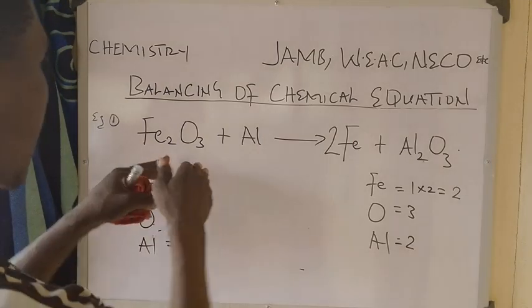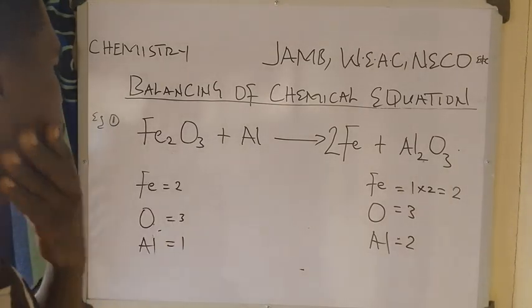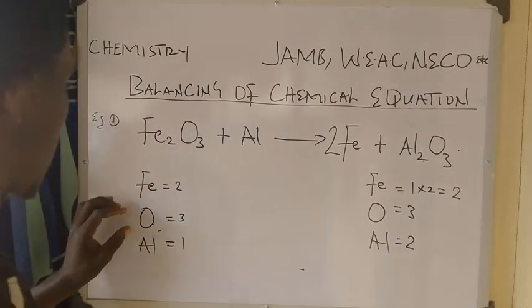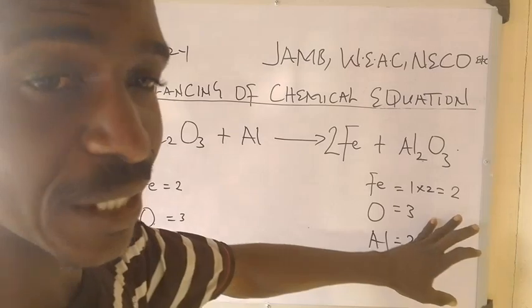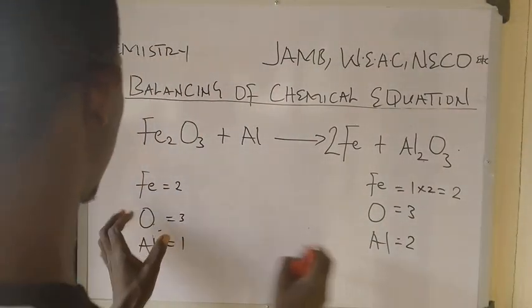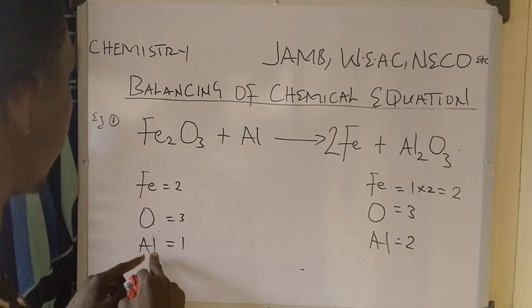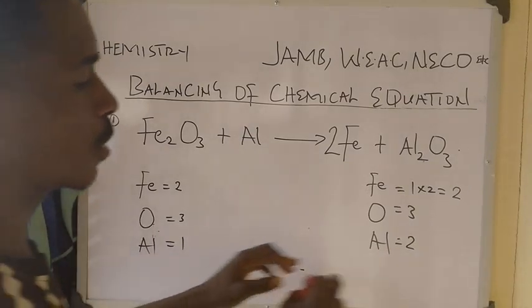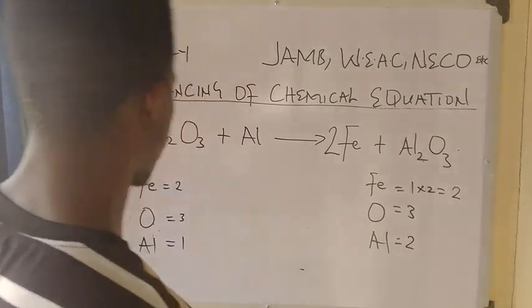So the next one I'm having here is oxygen. But as you look at this very critically, you will see that I have 3 of oxygen here and 3 here. So it means it is balanced. So there's nothing I can do to this equation again. Oxygen is balanced. Then I come back here. As you can see, I have aluminium here, which is 1, and I have 2 atoms of aluminium on this right hand side.